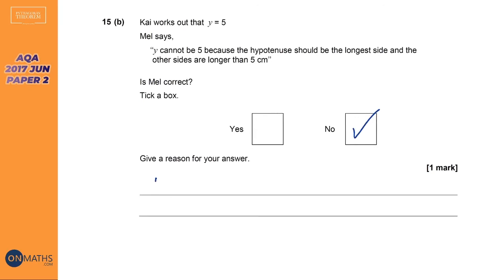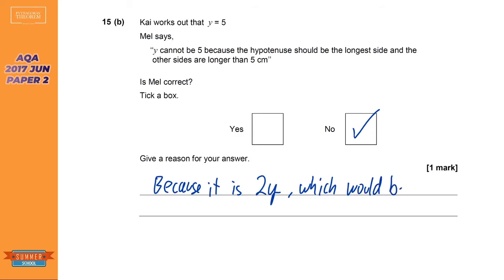And something along the lines of, because it is 2y, which would be 10 centimeters, or something along those lines. Just make sure that you highlight the fact that it's not y, the hypotenuse is not y, it's 2y, and that will get you the marks.